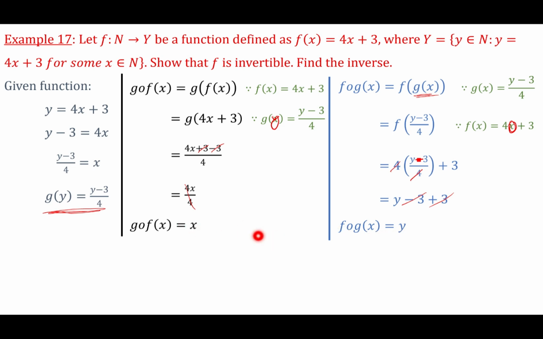So I got it. So f is invertible. And we know that the given function f is invertible, and g of x is equal to f inverse of x. And g of x is nothing but (y minus 3) over 4. In terms of x, it will be (x minus 3) over 4. That's it.